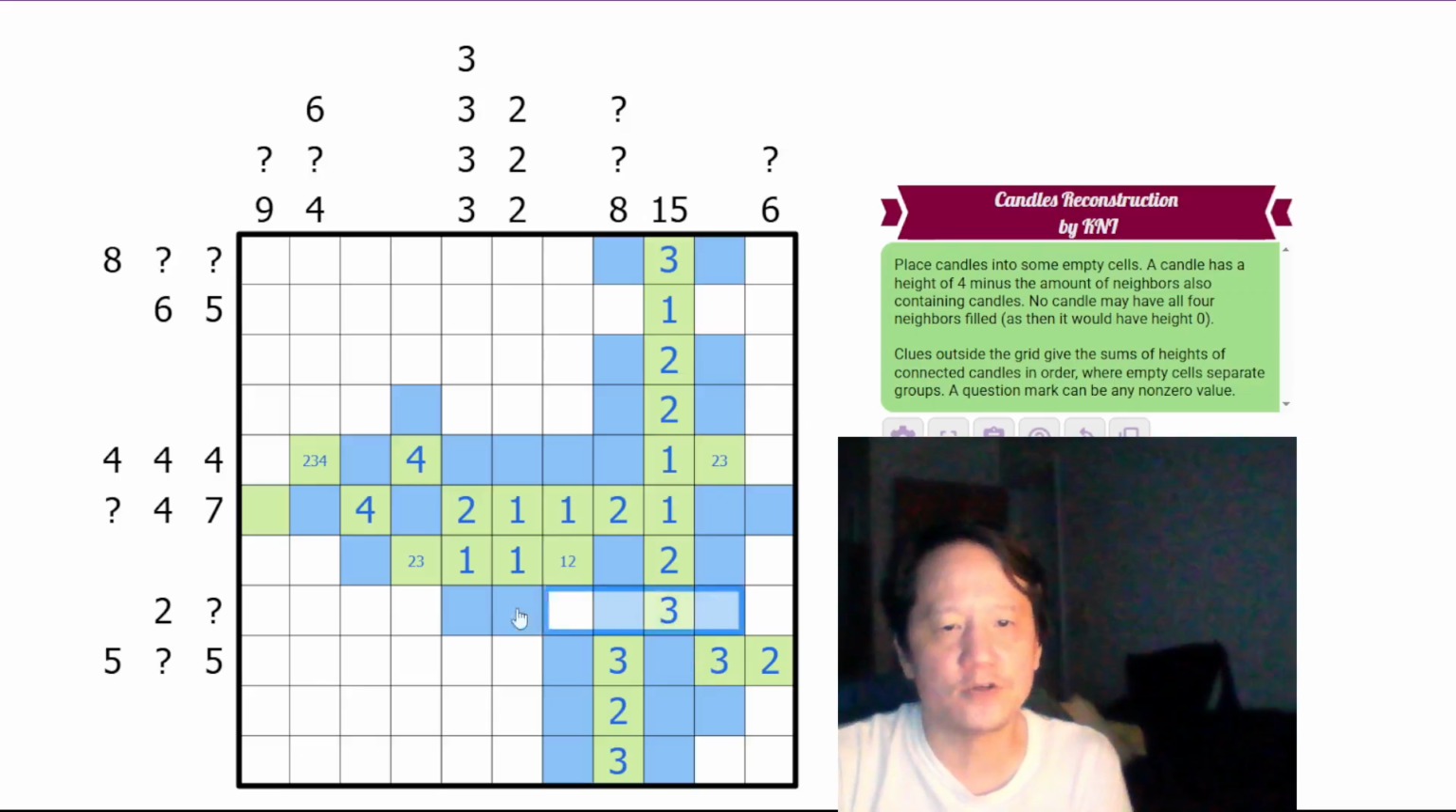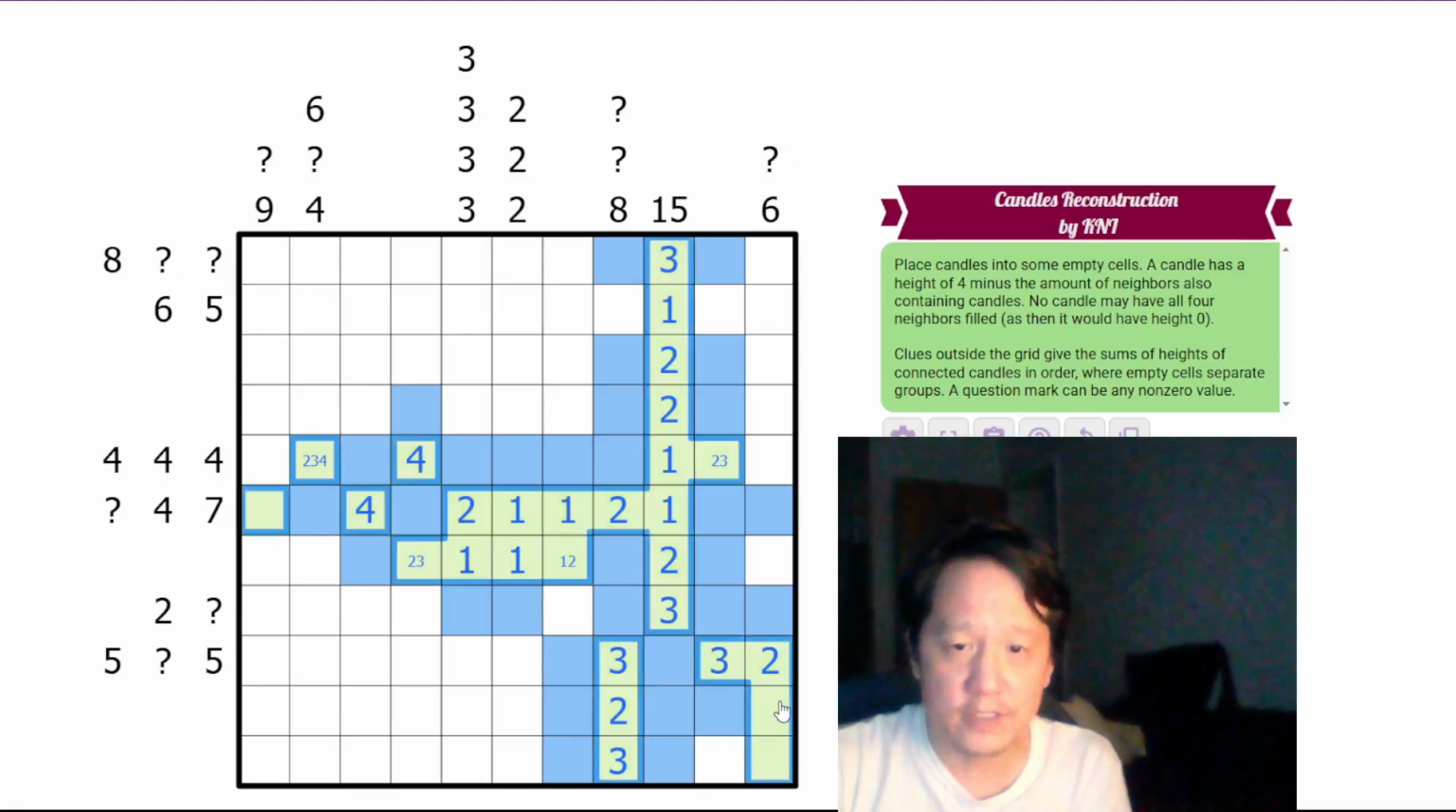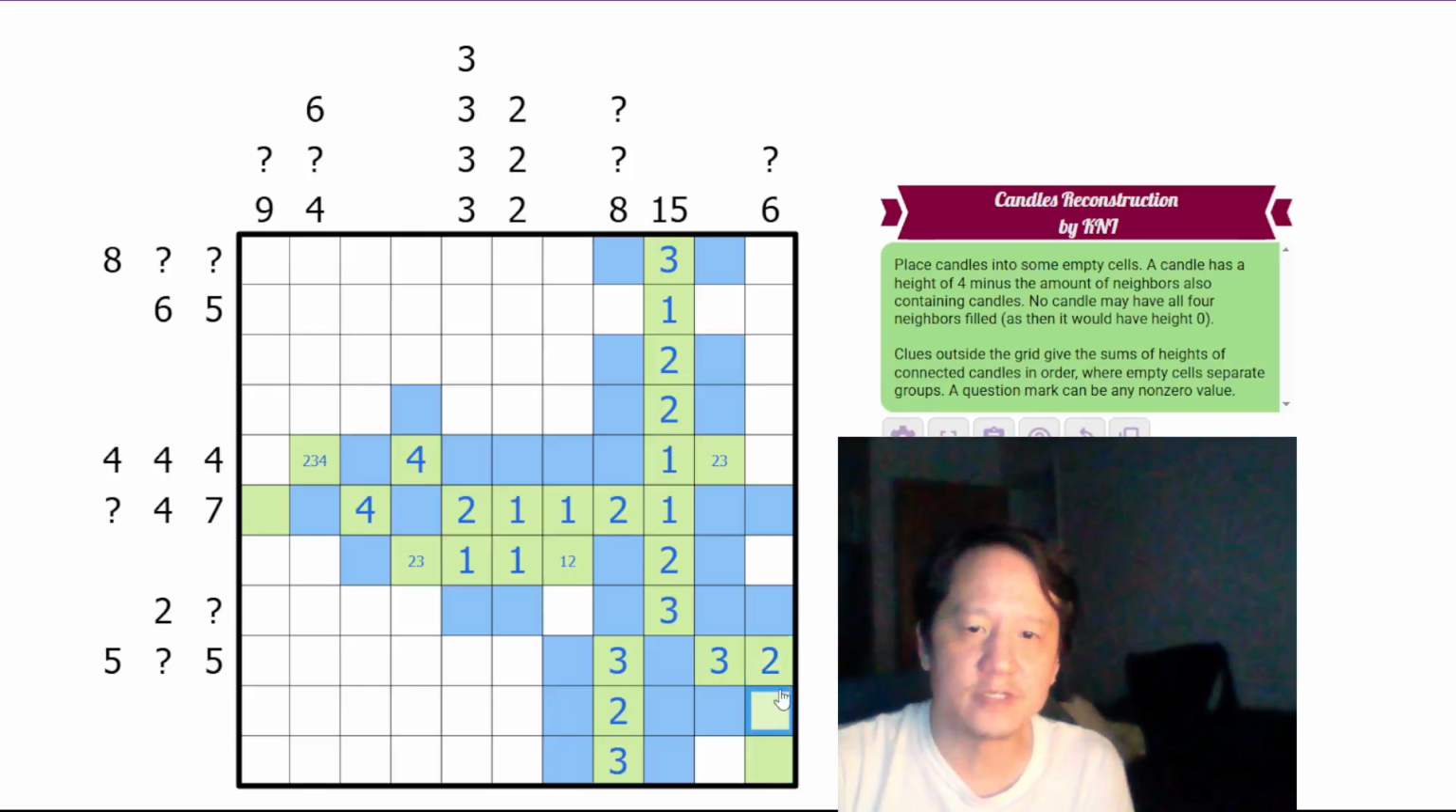This has a singleton here. It's not 2. So this cannot have any other candles in this row. Therefore, it must go down this way. This is not going to add up to 6 by these 2, so it must be having another candle here. This has 2 neighbors with candles, so this must be 2. Therefore, this must have 2 neighbors with candles to add up to 6. So that's 2.